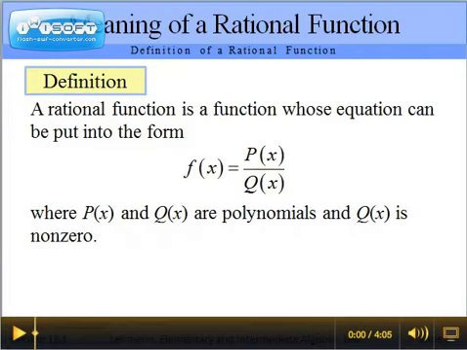A rational function is a function whose equation can be put into the form f of x equaling p of x over q of x, where p of x and q of x are polynomials and q of x is non-zero.